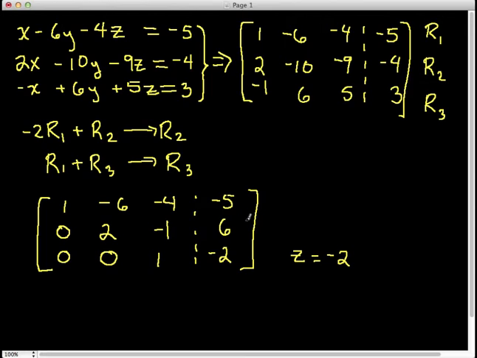So what we're going to do next is we're going to see if we can now create zeros in these upper positions here, the ones that are above the diagonal.